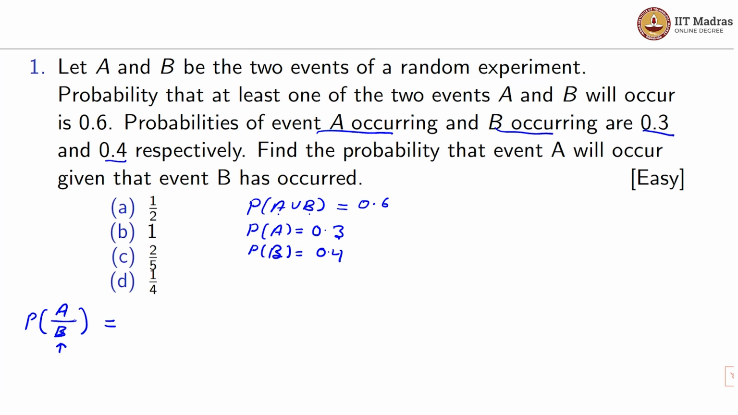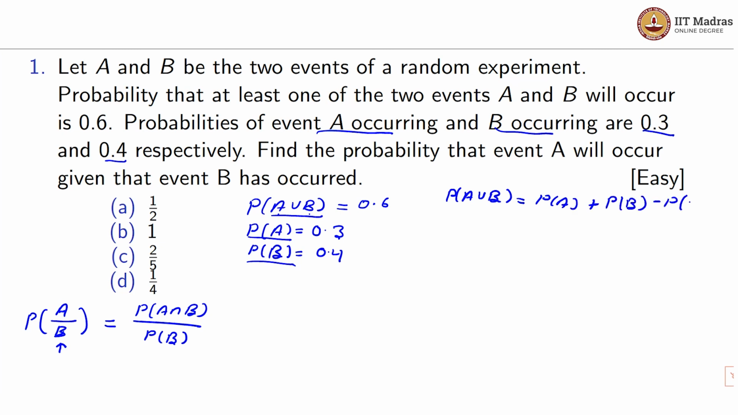By the conditional formula, we know that P A given B is written as P A intersection B upon probability of B. Now we have the values of P A union B, P of A and P of B. We have to find the value of P of A intersection B. For that we use the addition rule, which says that probability of A union B is equal to P of A plus P of B minus P of A intersection B.